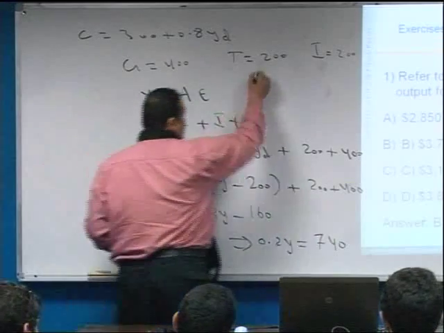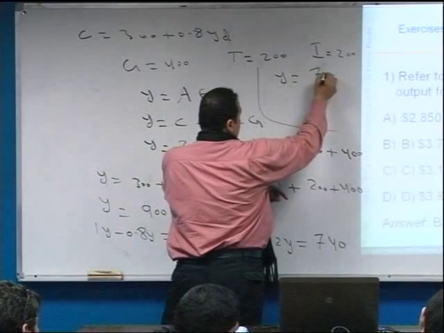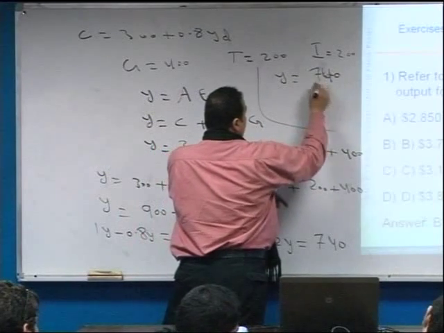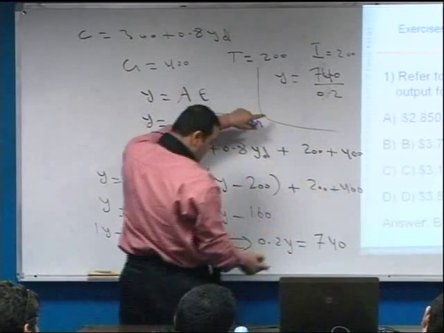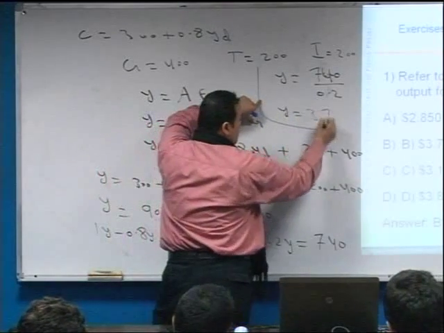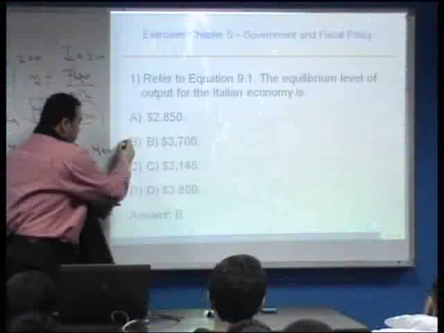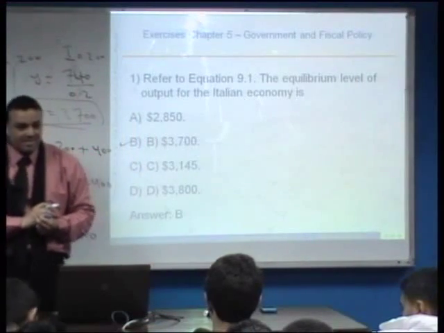So how much is Y? Y equals 740 over 0.2. So Y equals 3,700. That's it. The answer is B, right?